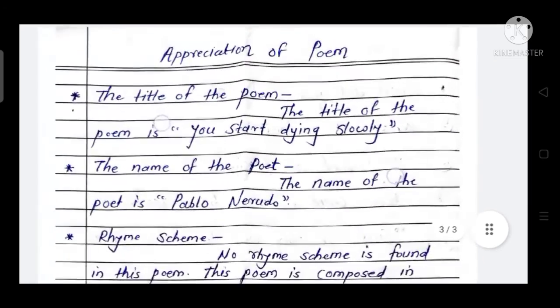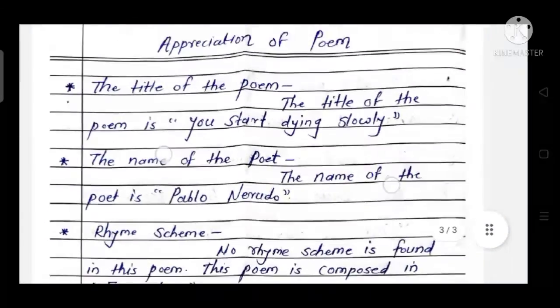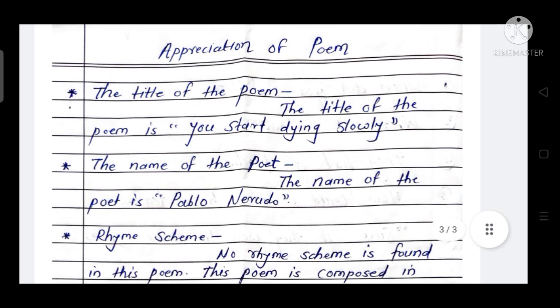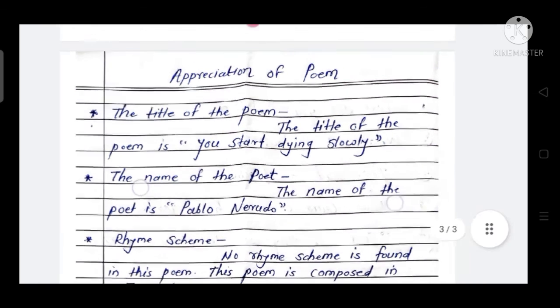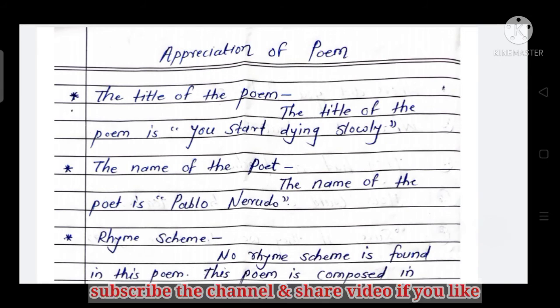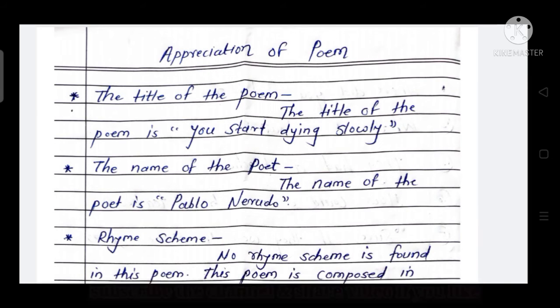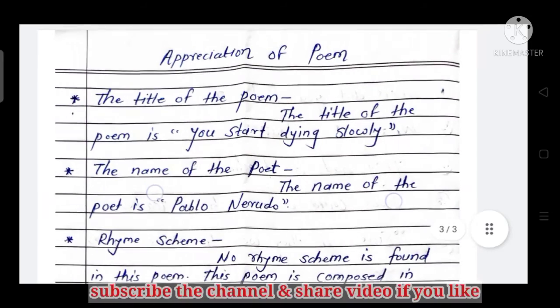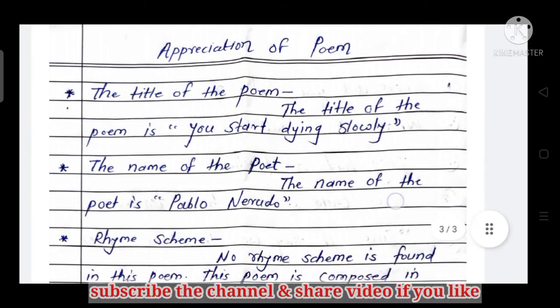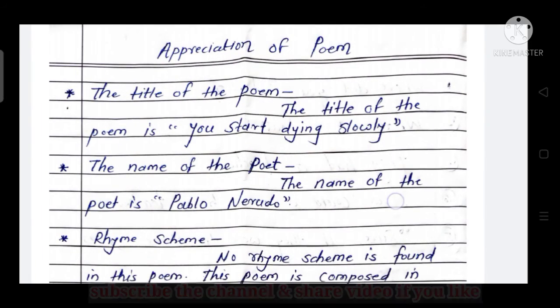You can see that I am going to discuss the points respectively. The first point is the title of the poem. See that for this point half mark is given, and how to write or how to explain this point, we have to understand these things.